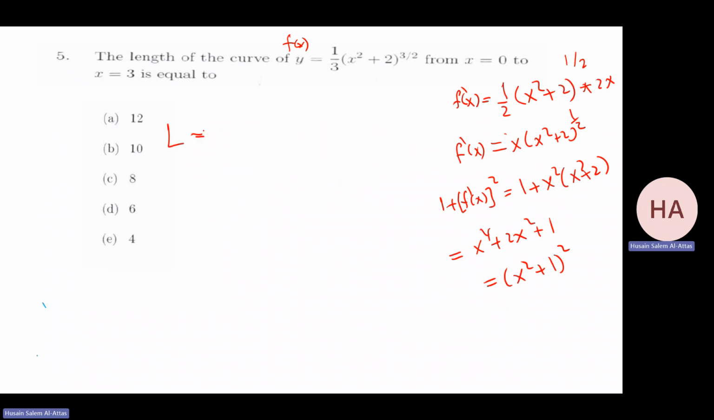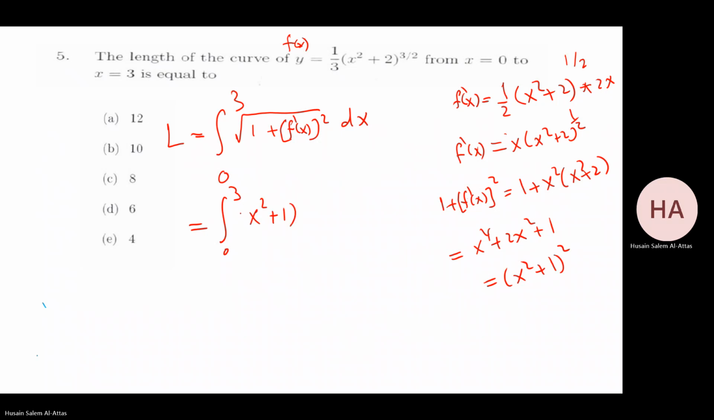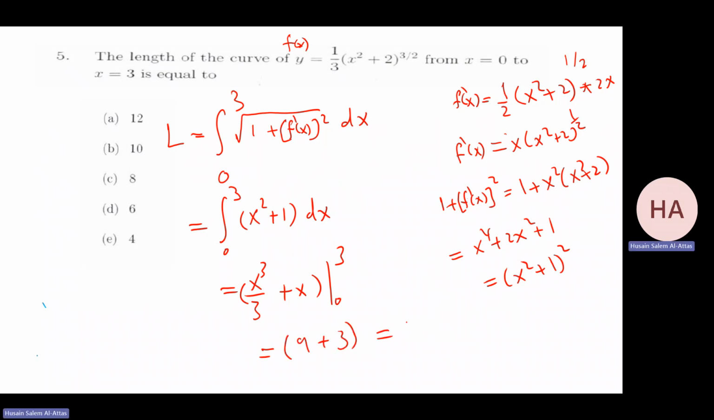So L will be the integral from 0 to 3 of square root 1 plus f prime of x all square dx. That is the integral from 0 to 3 of x squared plus 1 dx. That will be x cubed over 3 plus x from 0 to 3. That gives me what? 9 plus 3 minus 0. That will be 12.